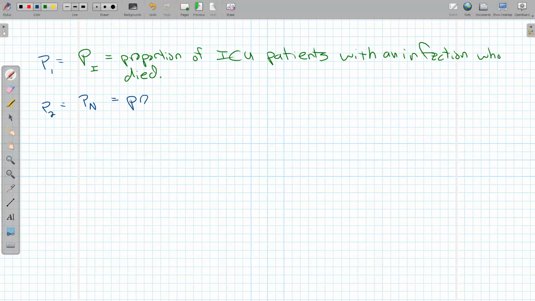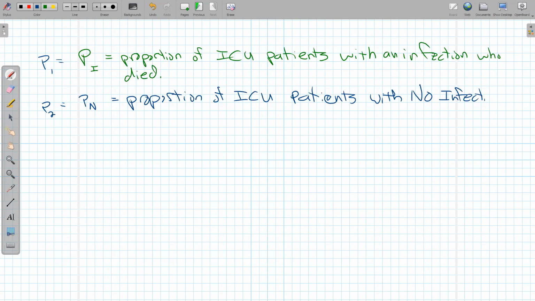So similarly, this would be the proportion of ICU patients without an infection who died. Now these, because I'm using just a P, this is the population, the whole, all ICU patients in the United States, maybe, could be my population here.